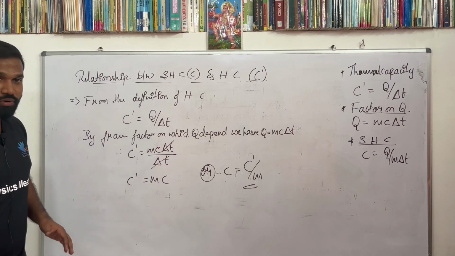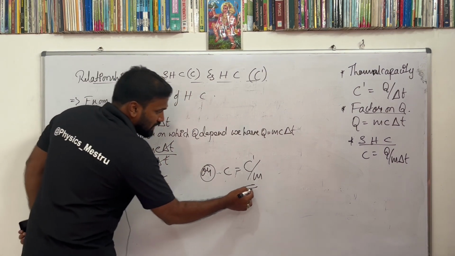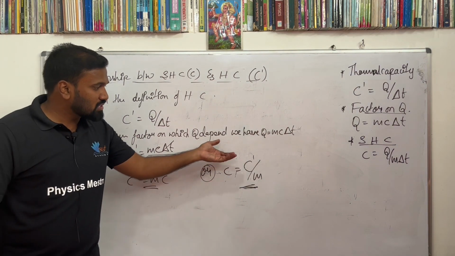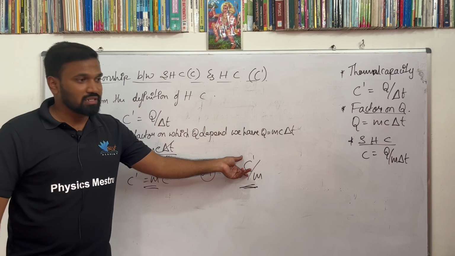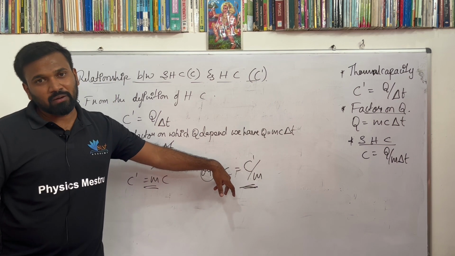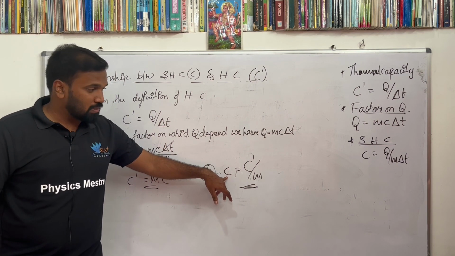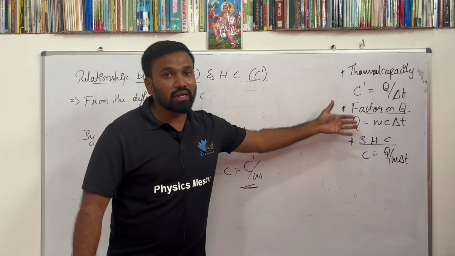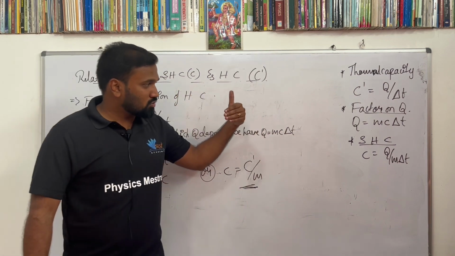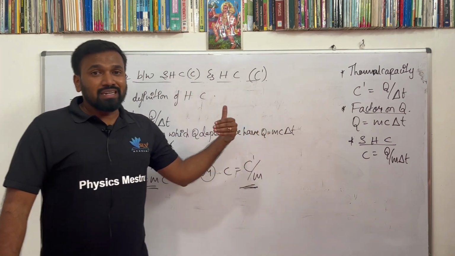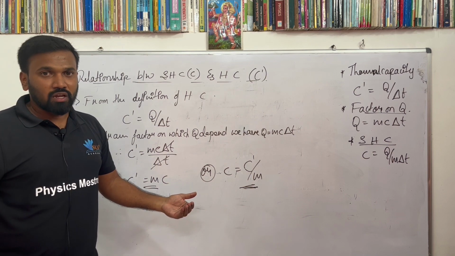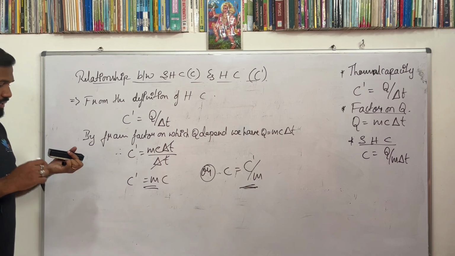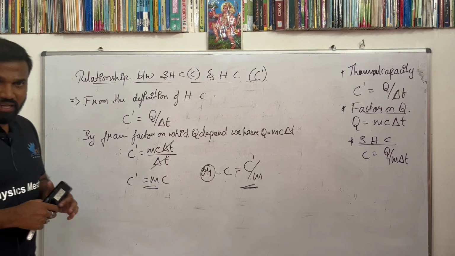These are the relationships between specific heat capacity and thermal capacity. Very, very important. Why? Because in problem questions, sometimes they will give thermal capacity and mass, and we have to calculate specific heat capacity. Sometimes they will give specific heat capacity and mass, and we have to calculate thermal capacity, and then we can go for the amount of heat energy. So every concept depends on other concepts. I think you are very clear with this relationship between the specific heat capacity and heat capacity.